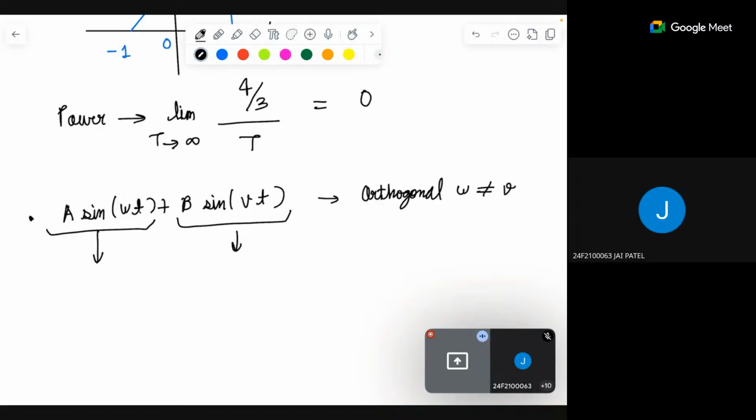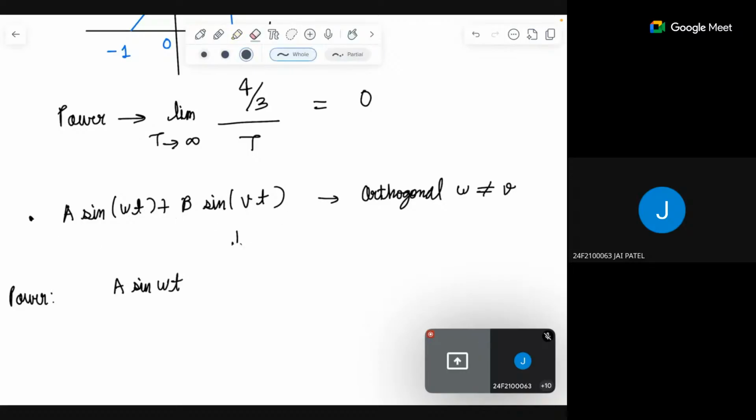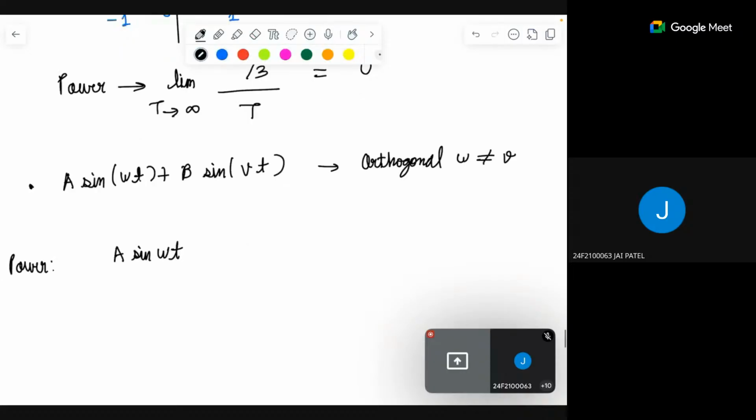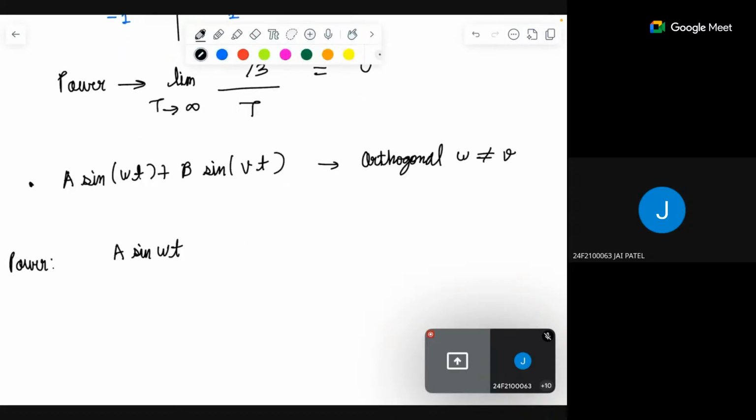These are periodic signals, so energy is infinite. We will talk about power. So what will be the power of this? Just take one of them: a sine omega t. What will be the power of this? Anyone? A by 2. You are slightly correct. It is a square by 2. You can go back to the lectures and see the derivation again.